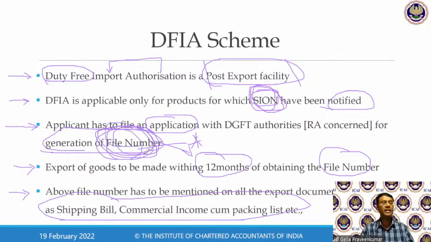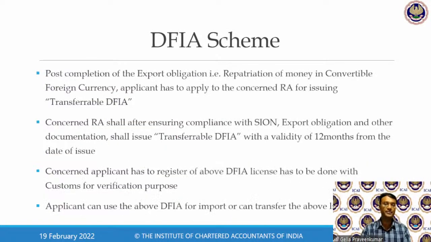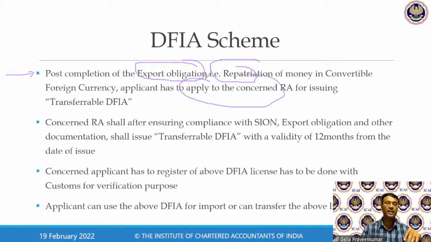Why is it to be given? Because to prove to the RA that I have exported the goods as per the declaration given to you and the SION which was given to you. Whatever export I have said I am going to do, I have met the export obligation. How do I do that? Post completion. Mere export is not sufficient. I have to repatriate money where foreign currency is required. So wherever money is required to be repatriated in foreign currency, I do that. Then I go back to the concerned RA.